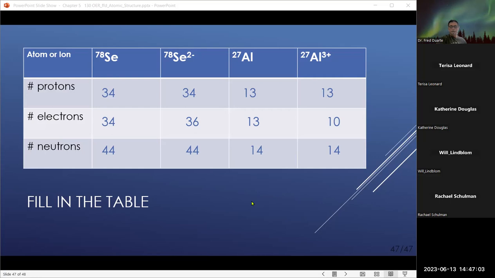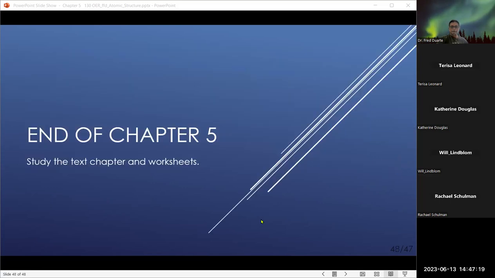So you might come across tables like this asking you to fill out. Remember, 9 times out of 10, a lot of times the mass number is given to you up there at the superscript left. So we're talking about Se78 and aluminum 27, okay? All right, so that, ladies and gentlemen, ends chapter 5.